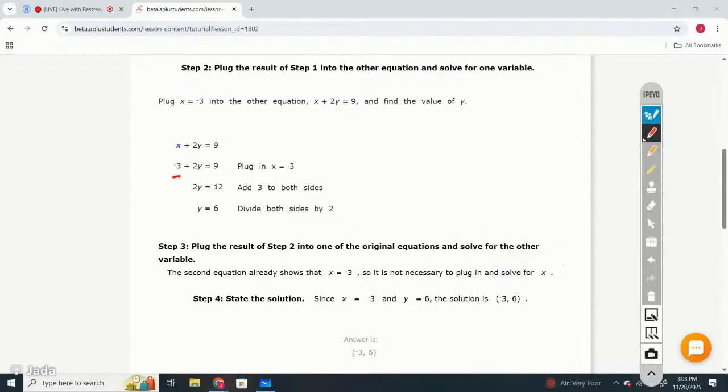So add 3 both sides because opposite to subtraction is addition. So 2y equals 12 and y equals 6, right? So we have x equals negative 3 and y equals 6. So the solution is negative 3 and 6. So the correct option is negative 3 and 6.